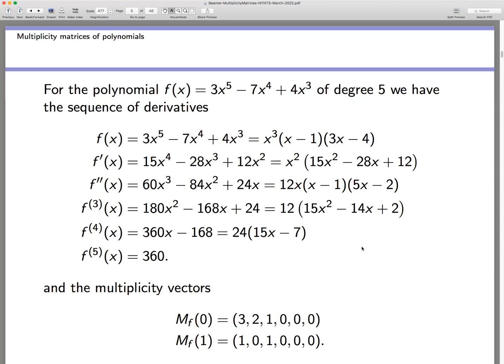And so one of the curious things, if you look at these multiplicity vectors, is, say it's a polynomial of high degree, so you have a lot of derivatives, a certain number might be a root for a while, and then it's no longer a root.